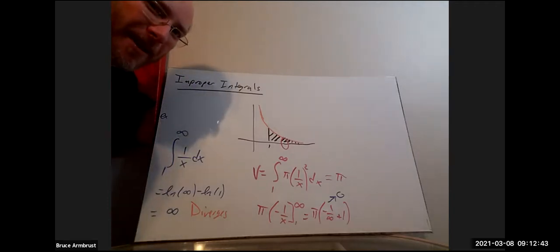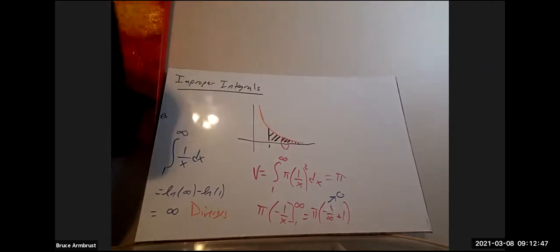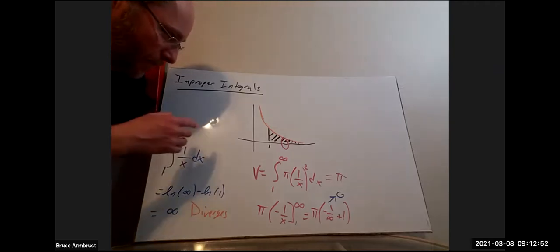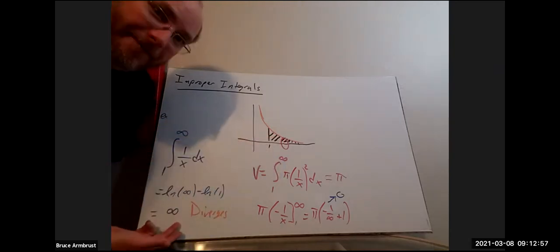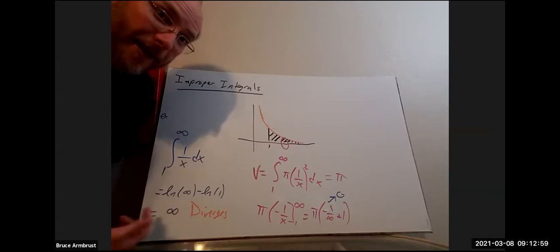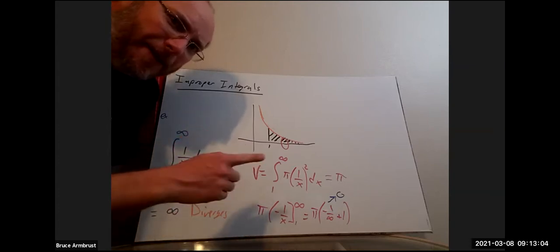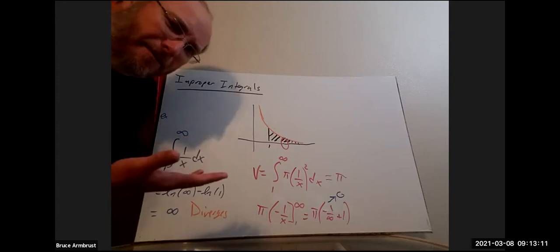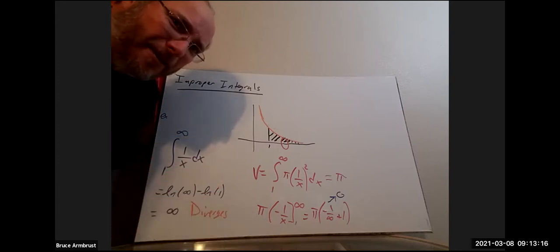Okay, now I want you to really think about this. Really think about this one, because this is crazy. We found out that the area under this curve is infinite. Right? There's an infinite amount of area. But you take that infinite area and you spin it in a circle, and you get a finite volume. What? Yeah, there's a finite volume.